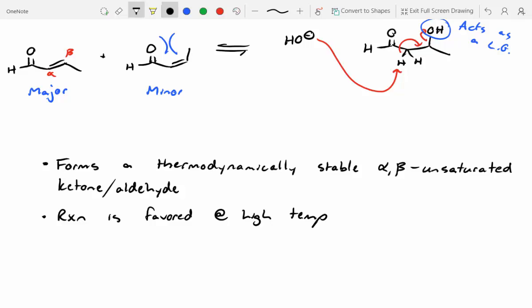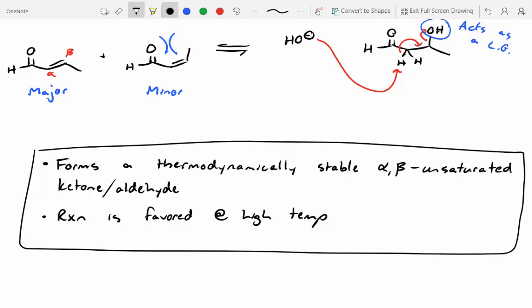What's another reason we could come up with to explain why this is favored at high temperatures as opposed to the beta hydroxy product, besides conjugation and resonance? Remember, there's enthalpy, and what's the other half of the equation? Entropy, right? So entropically, by kicking off that water molecule, we're creating more disorder, and that's another driving force behind this reaction. So high temperature favors an increase in entropy, right? So that's another way of thinking about it if you're struggling. All right?